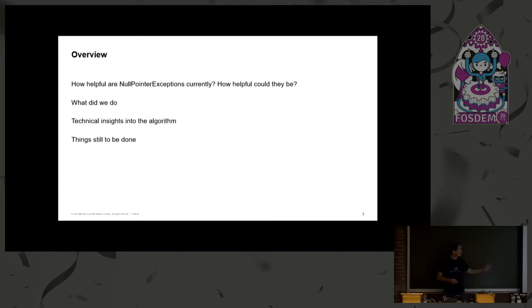So what I'm going to cover: I start with how helpful are the null pointer exceptions currently, how helpful could they be, taking an example as motivation. Then talk about what we did, what we brought to the OpenJDK, where we are there. And then it's FOSDEM, so we talk technical, try to explain the algorithm behind it a little bit. And in the end, there are a few things which still can be done and could maybe leverage this. So I'll come to that in the end.